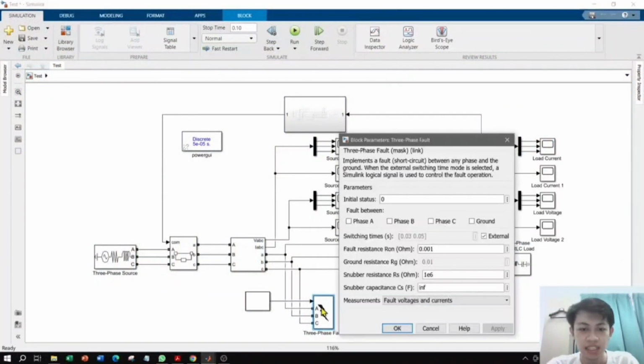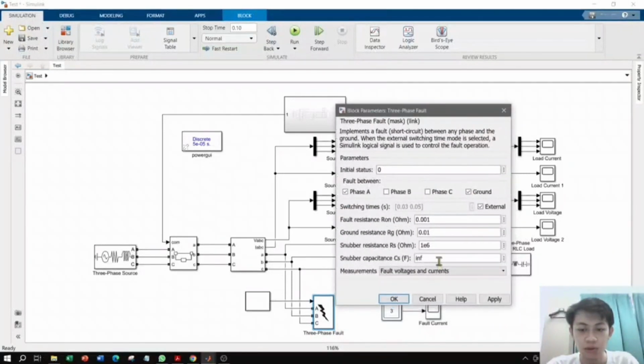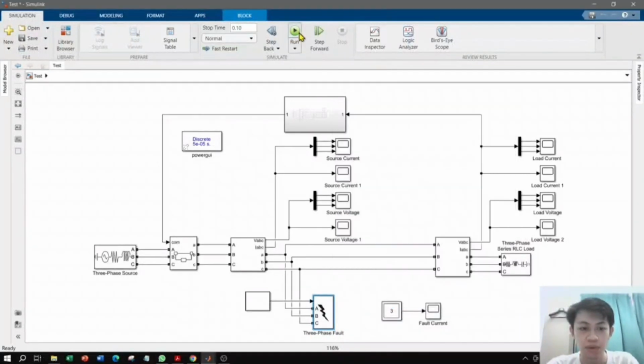So for the first case, it is between phase A and ground to simulate a single line to ground fault. So we apply, and now we try to run again.